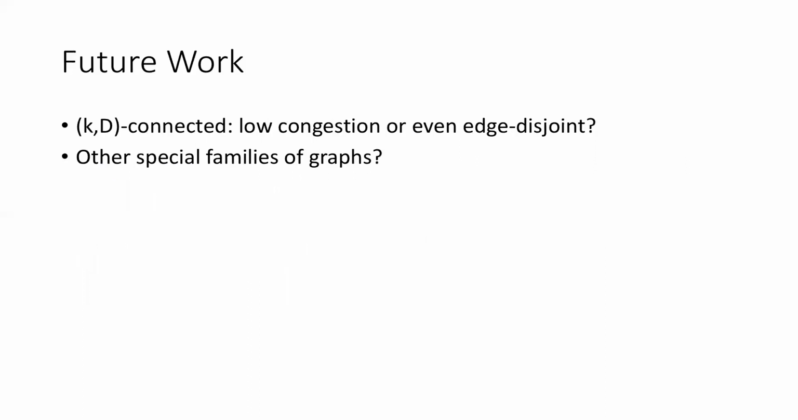For some future directions, for the case of k-edge connected graphs, we only get a result where the congestion is allowed to be log n. So what about lower congestion, for example, constant congestion, or even edge disjoint trees, is unclear. And in this paper, we only consider the k-edge connected graph. So what about other special families of graphs? That's probably also an interesting problem to work out.